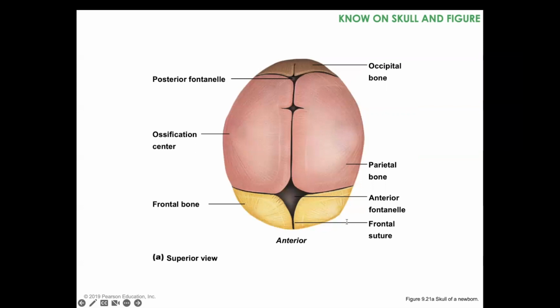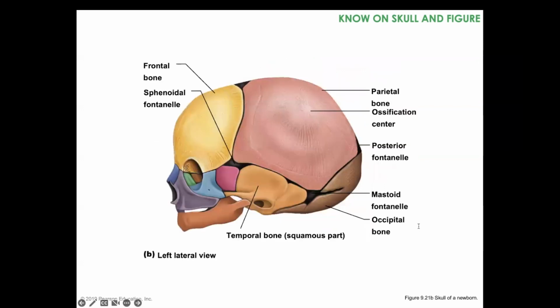So the posterior fontanella is going to be in between the occipital and parietal bones on the posterior side of the skull, and then the anterior fontanella is between the frontal and parietal bones on the anterior side. And then here's just a lateral view.